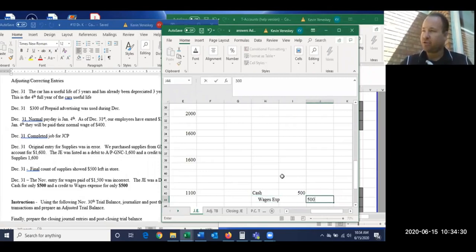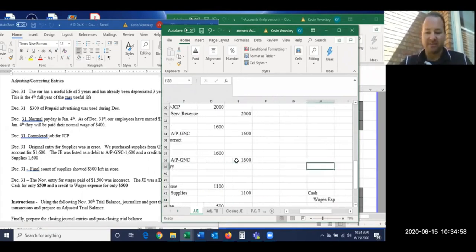All right, this journal entry was all kinds of wrong. Not only did they use the wrong accounts in the wrong places, they flipped them, they also used the wrong amounts. It was supposed to be $1,500, but they only put $500. And they credited wage expense. You never want to credit an expense. All right, so it's our job to come in and fix this.